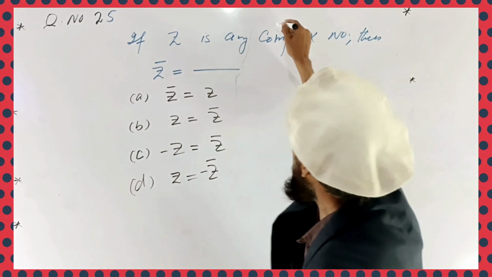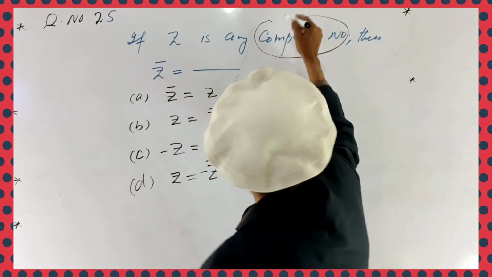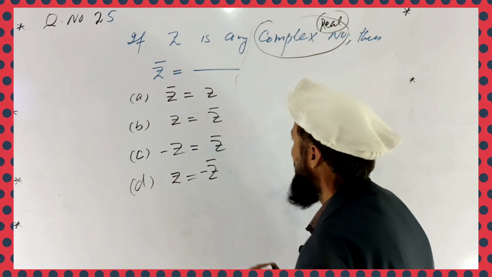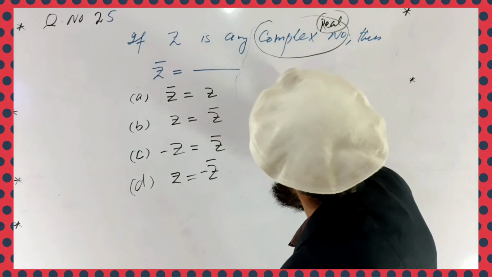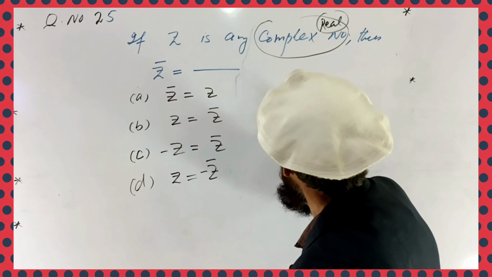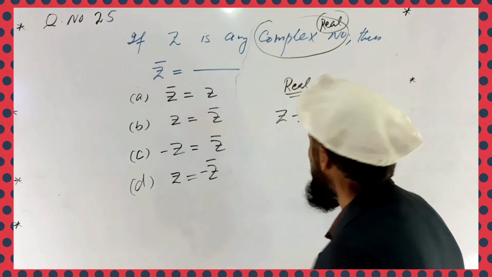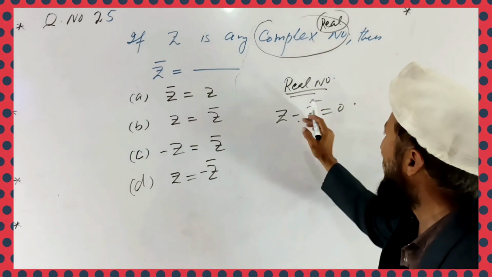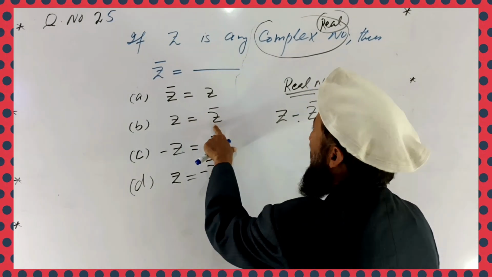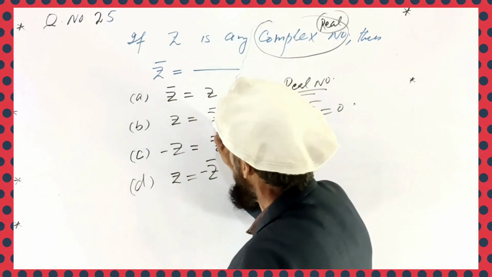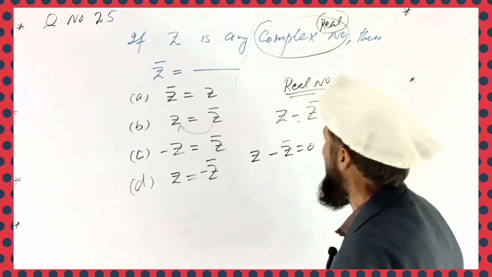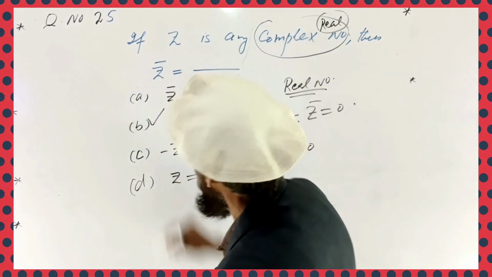If z is any complex number, and for a real number we must remember the property z minus z bar is equal to 0. That is the property of the real number. That property is satisfied, otherwise the other property is wrong. If we change this result here, z minus z bar is equal to 0. So the correct answer is B.